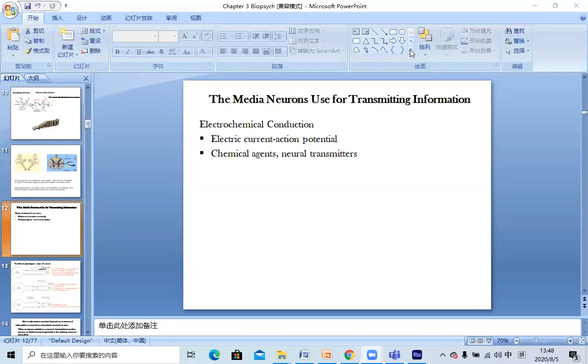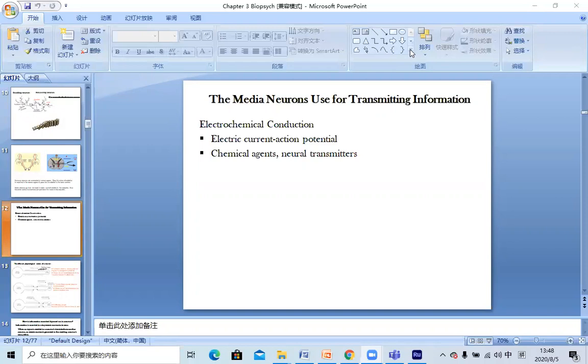Nowadays, most people are using cell phones. With cell phones, you don't use electricity as a medium. There's no wire, it's wireless. You use some kind of waves to transmit the information from one caller to another caller.